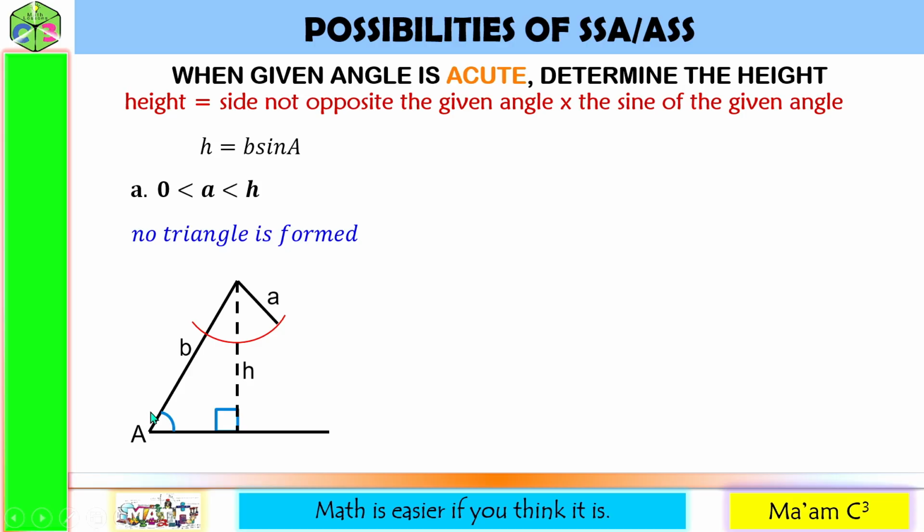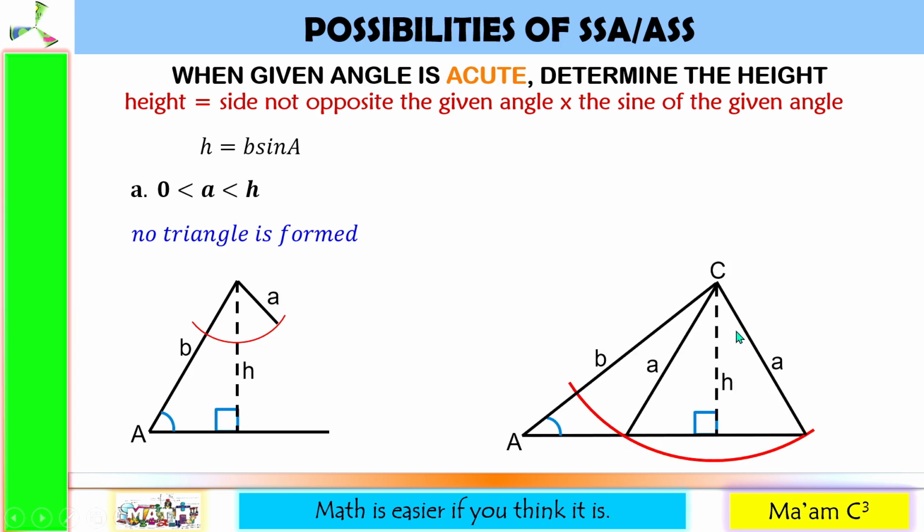Again, if the given angle is acute, look for the opposite side, compare it with the height. If it is shorter than the height, then there is no triangle formed. Here is another possible outcome. So what can you notice here?